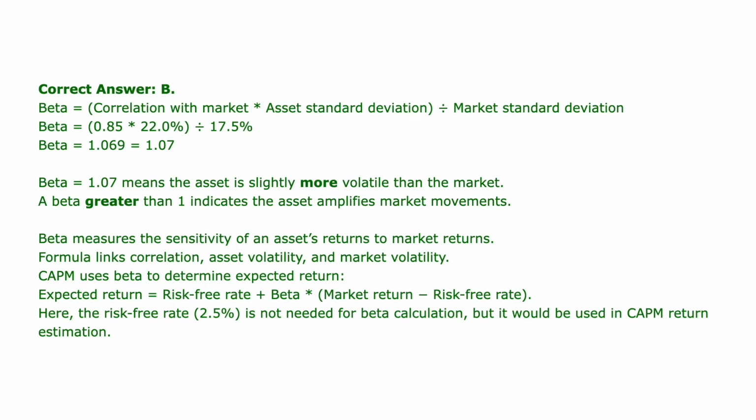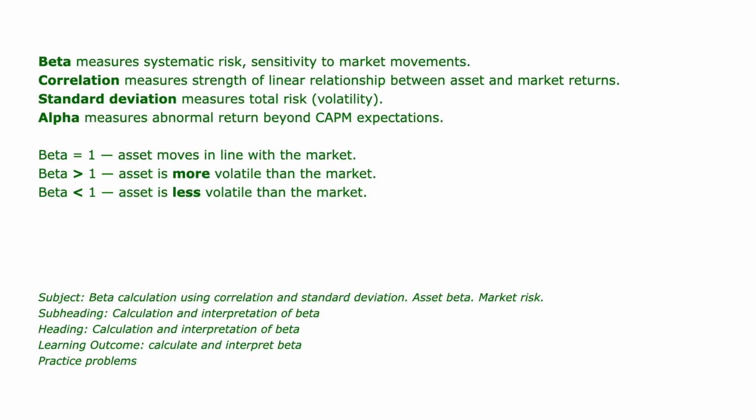Beta formula uses only correlation and standard deviations. Beta equals 1.07. The asset's annual return, 15.2%, and risk-free rate, 2.5%, are irrelevant for beta calculation. Beta measures systematic risk or sensitivity. Correlation and standard deviations are the only inputs needed. Beta greater than 1 means asset amplifies market movements.